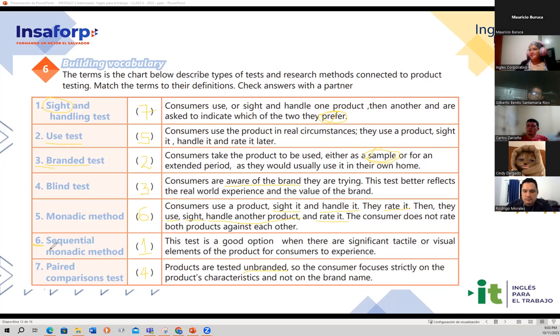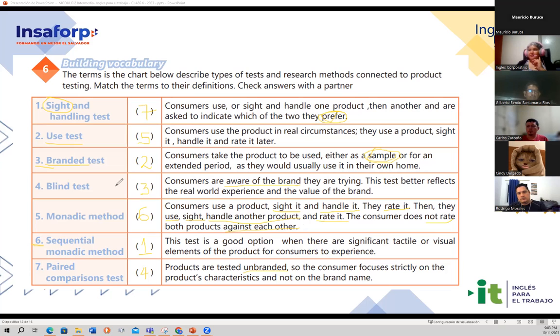Okay, in the sequential monadic method, they just use both, right? That they qualify both, right? But they don't rate against each other. So there is no preference. They don't say this is my favorite. No, just test both. Okay.